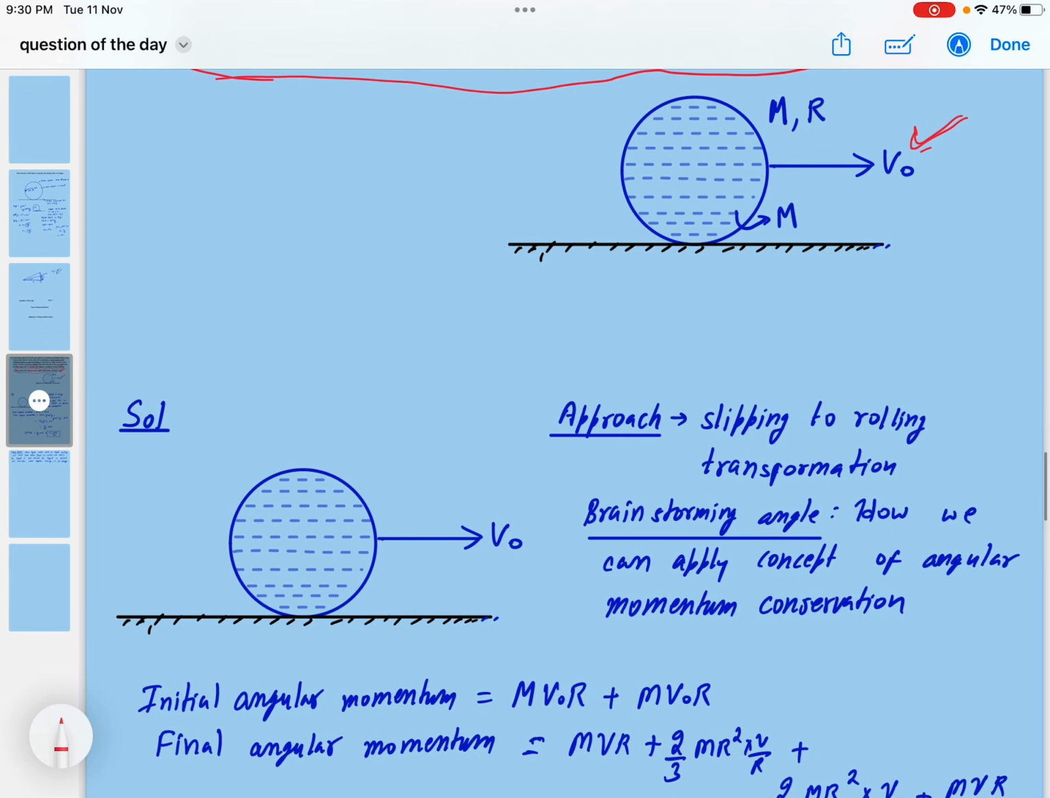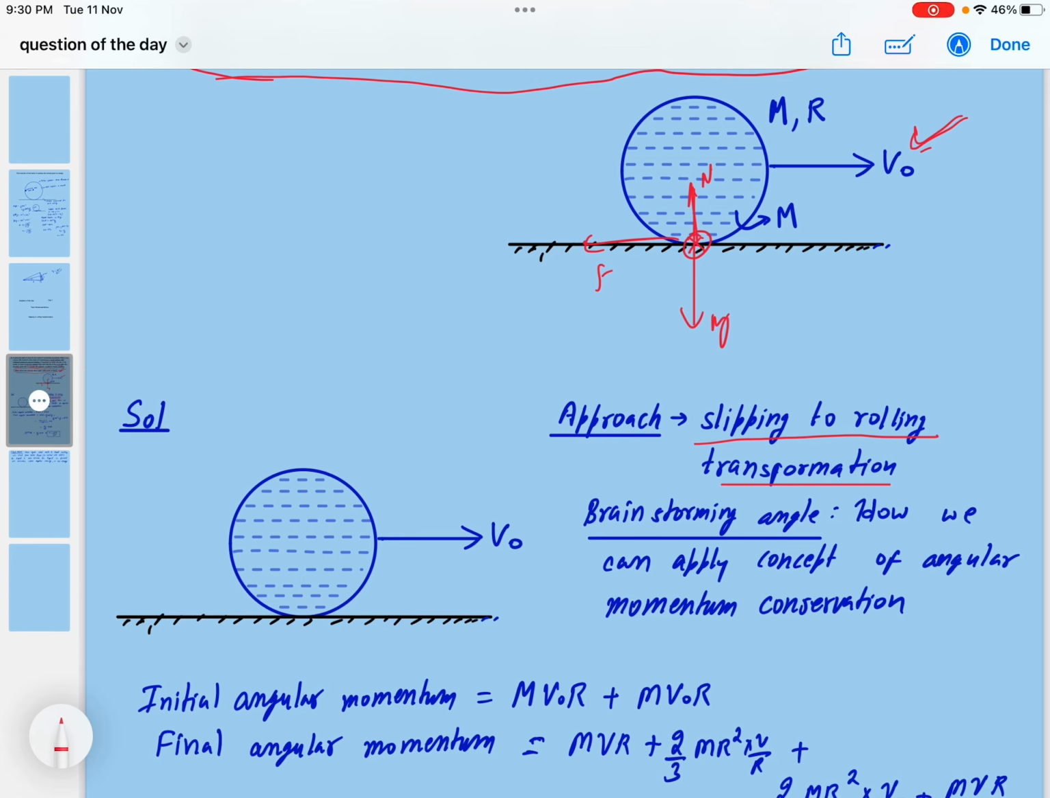So the approach is very much clear. I indicated in the heading only that it is a slipping to rolling transformation, right? So what exactly is this? That when any round body is subjected to any initial condition of slipping, then the final condition has to be pure rolling or the body will come to rest, right? So why so, beta? That is the contact point. If you see, all the external forces on the body are passing through this contact point only. That is the gravitational force, normal reaction, frictional force. So all the forces are passing through the contact point.